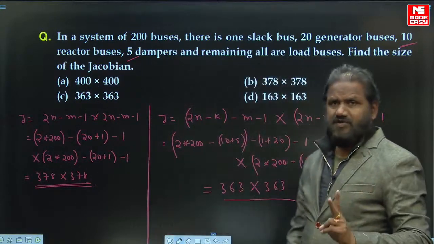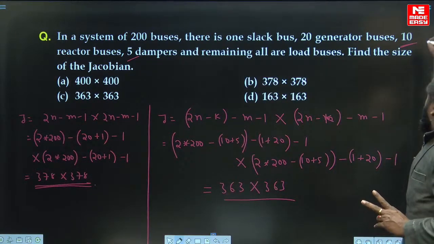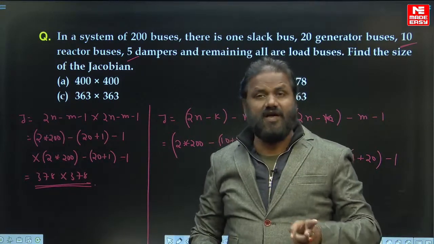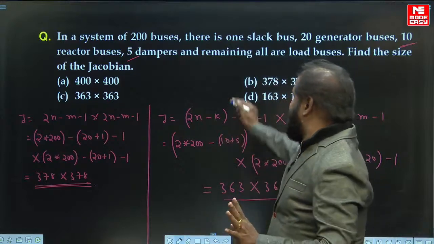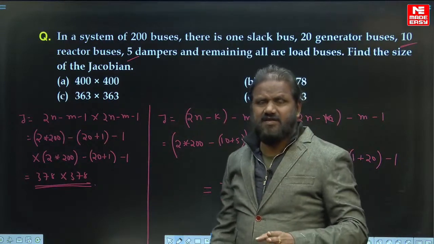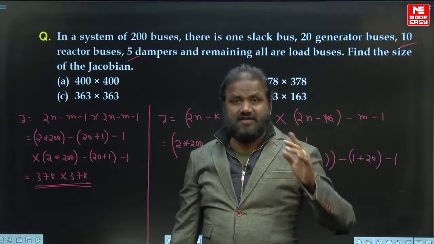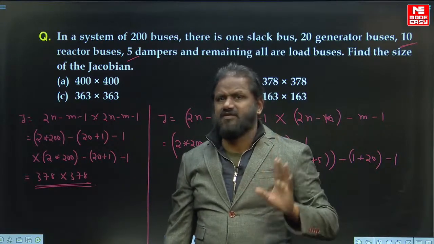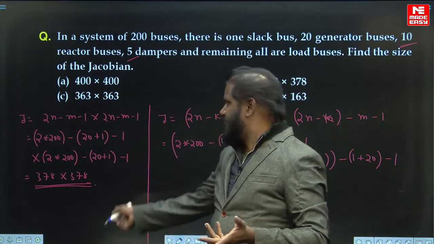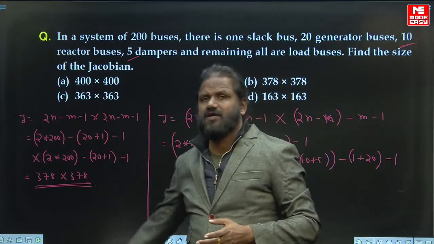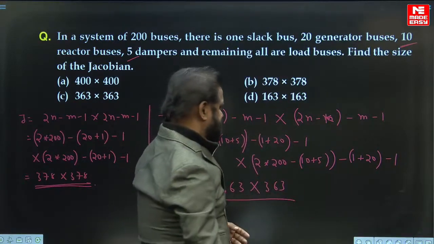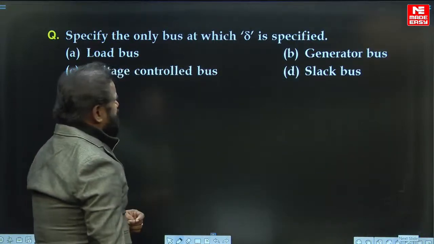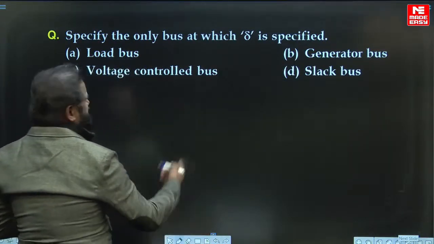Once again, this 2n generally means at each bus two variations are possible. But at the reactor buses only delta Q is possible, delta P does not exist. At the damper buses only delta P exists, delta Q does not exist. So for these buses two equations will not come, one equation will come. Linking to the previous question, you can get the better answer.